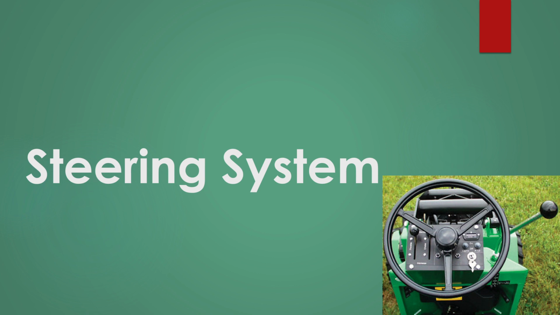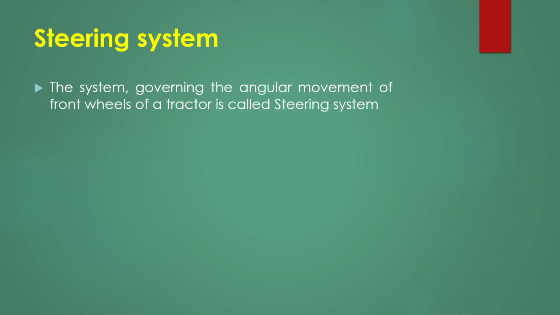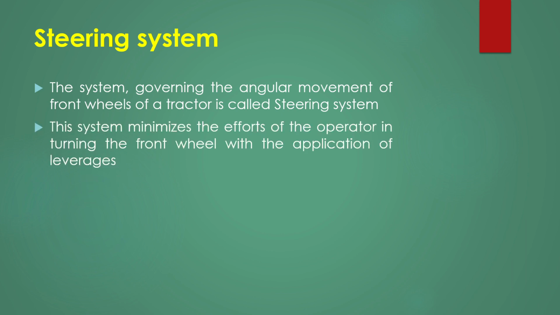All those things are controlled by the steering system, which has a number of linkages and rods that help the operator to turn the tractor in a desirable direction and desirable angle with ease. The steering system governing the angular movement of front wheels of a tractor minimizes the effort of the operator in turning the front wheels with the application of leverages.